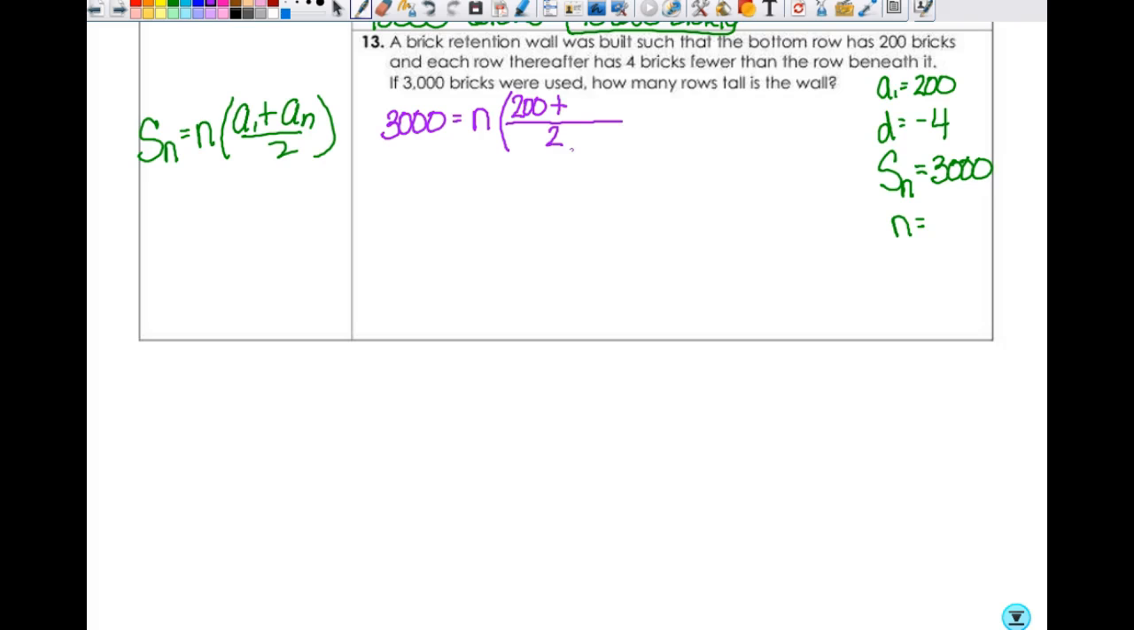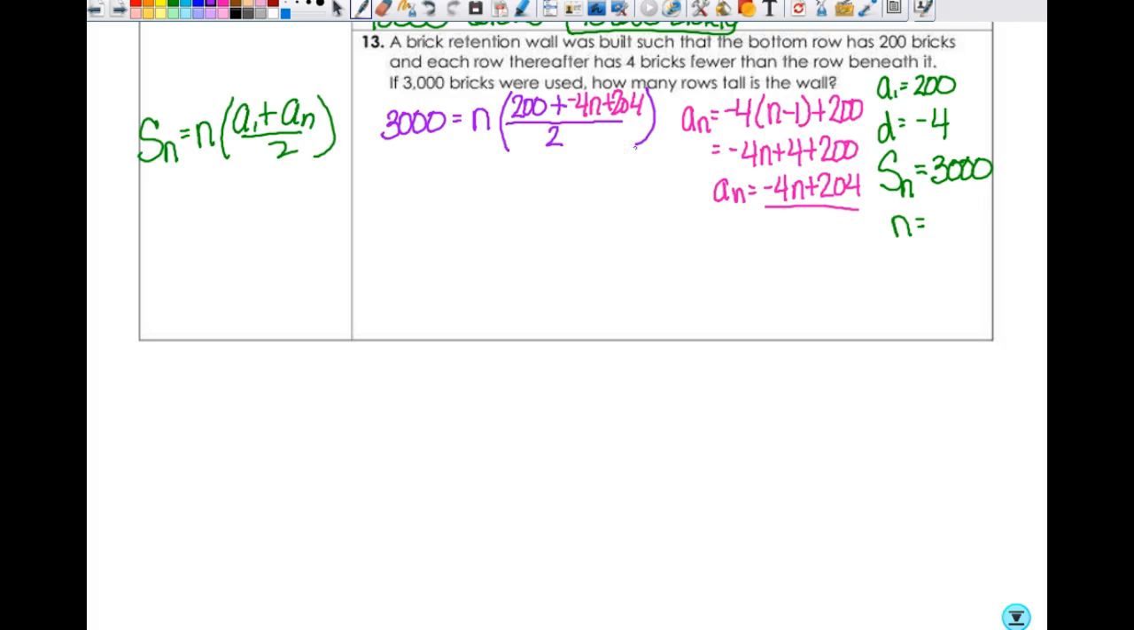So I need to go figure out what I can put in for AN. I can come up with a rule that looks like this, right? I know that AN has to equal D, which is that -4, times N minus 1 plus A1, which is 200. It's just your sequence rule. So that means that this is going to equal -4N plus 4 plus 200. So AN is equal to -4N plus 204. So now if I put that part in here, then I won't have two variables, right? So it'll be plus -4N plus 204.